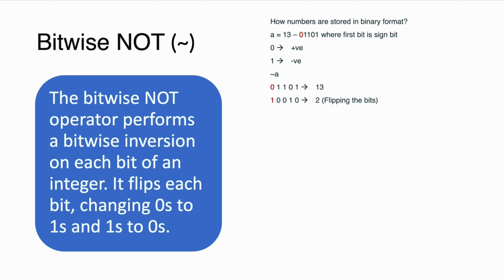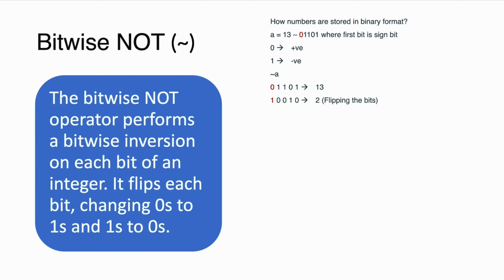But remember that we also have the sign bit here, right? So the sign bit for 13 was 0 because it was a positive number. But remember that because we are performing the bitwise NOT operation on all the bits when it comes to 13, then the sign bit will also get flipped. So which means that now 0 will become 1 in the case of 2. So the result will be -2, right?